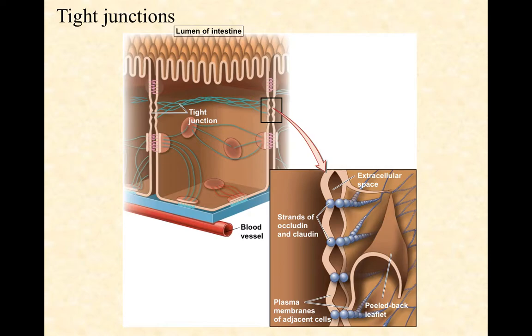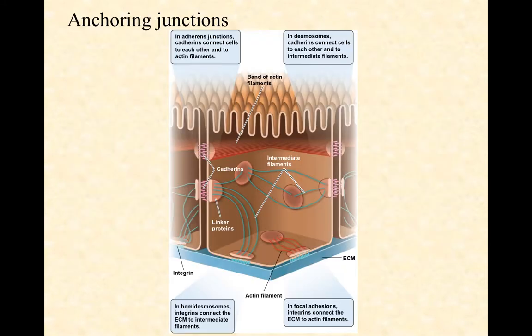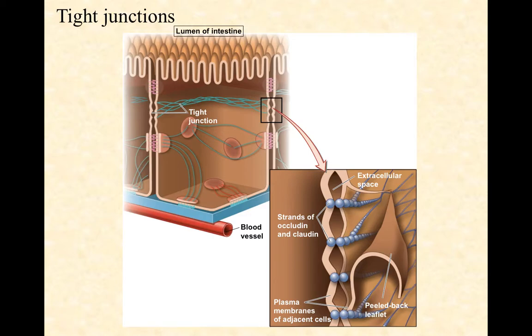Last but not least, we have tight junctions. Tight junctions are almost always seen along with the anchoring junctions that we saw 2 slides back. Tight junctions help to seal a layer of cells. So think about a place where you might want to see tight junctions. A classic example is in the intestinal tract.